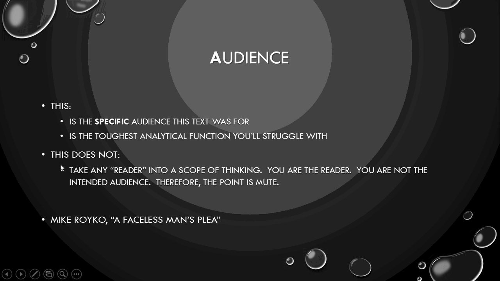Now, this does not take any reader into that scope of thinking. You are the reader, and you are not the intended audience. Therefore, the point is moot. You cannot allow yourself to become the person that it's about. So with Royko, and I kept hinting at it, and I know a lot of you really picked up on that hint. But if you were the reader, 1973, you weren't born yet. I wasn't born yet. So there's nothing you or I could have done.